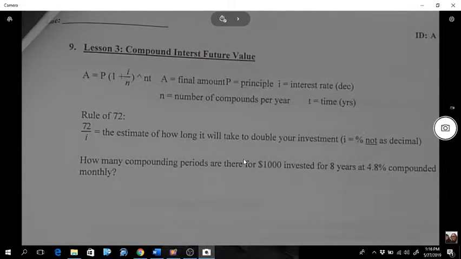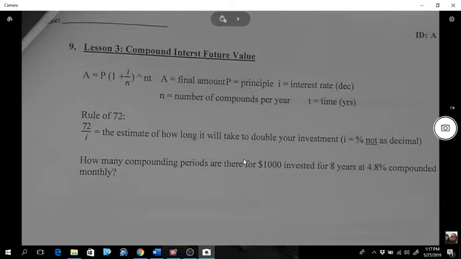Okay, lesson 3, applied. Unit 1 is compound interest, the future value. In lesson 2, we talked about compound interest, but only when it was compounded per year. This time we could compound it more than once in a year. So the formula is A, which is the final amount, is the principal amount times, in brackets, 1 plus the interest rate as a decimal divided by the number of compounds per year, to the exponent of n times t.